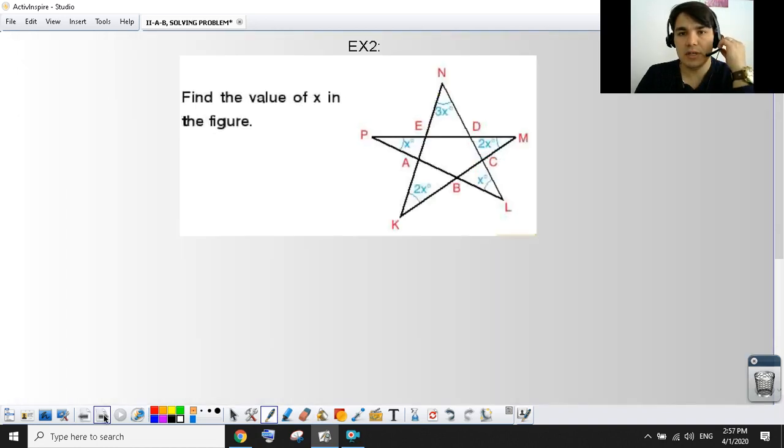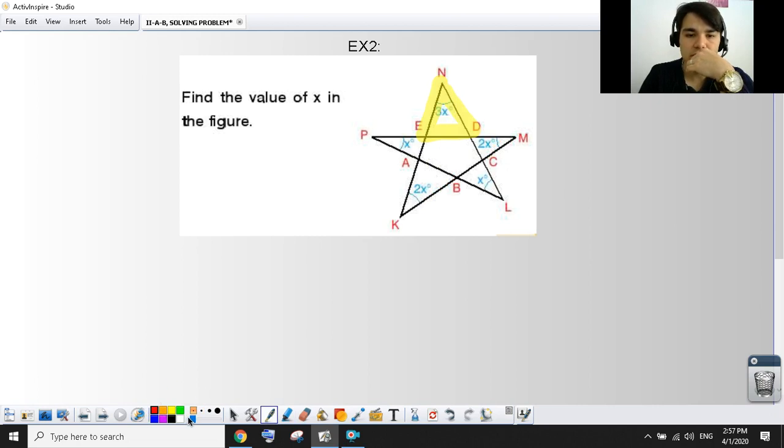let's go to the next question. Okay, the interior measures are given here. It's a star question: 3x, 2x, x, 2x, and x. So all we need to do is define one triangle here that I'm going to use to solve the problem. I will take triangle NED. Okay, I'm going to take it.